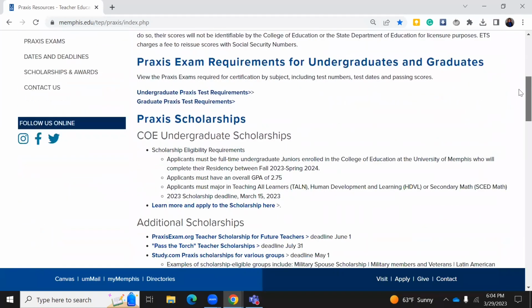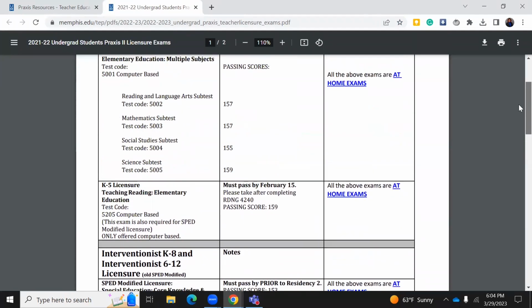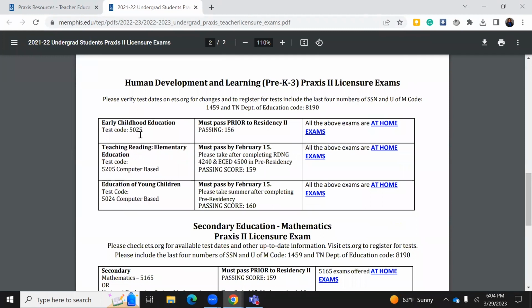All right, so let's start up here. If you ever wonder about which tests you're supposed to take, then you can start here at the undergraduate tests. And you're able to take a look at all of the tests that you are supposed to take as an early childhood student. So right here with human development and learning, you're able to see what you're supposed to take and when you're supposed to take it. So for my individuals who are going to be seniors in the fall of 2023, you need to take and pass the test code 5025, early childhood education, with a 156 prior to residency 2. So you have to pass that by December 1st, 2023.